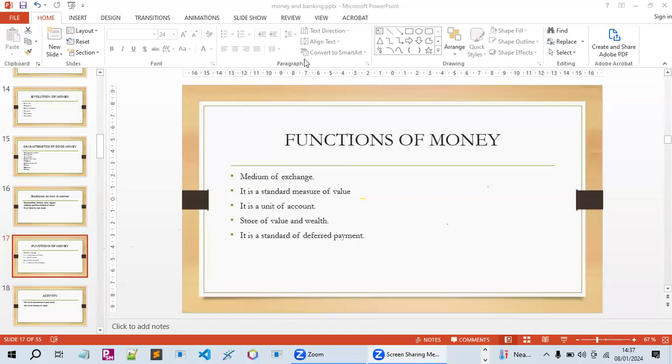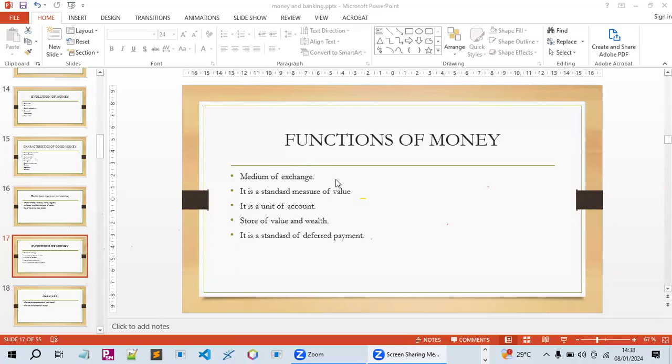If you have any question, you can write it in the chat. Yes, Anna, which point didn't you understand in the functions of money? It is a unit of account. Is that the point you want me to repeat? Okay. It is a unit of account.